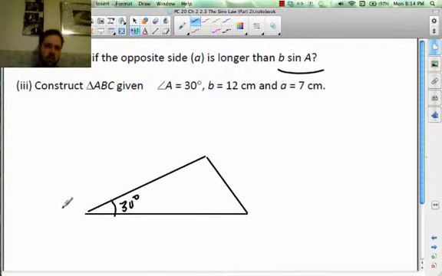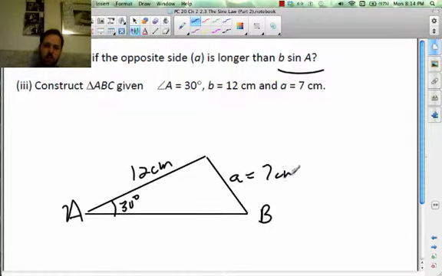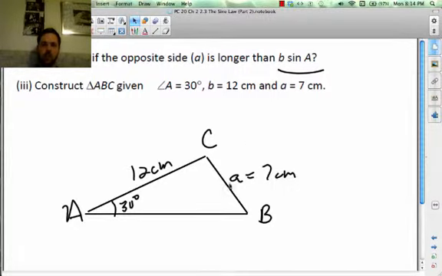And again, this is angle A, and B has a side length of 12 centimeters. Again, this is side A, and it's going to be 7 centimeters. Angle C, side C, doesn't matter, it's not given to us, so it can be anything we want it to be. So here's the scenario.